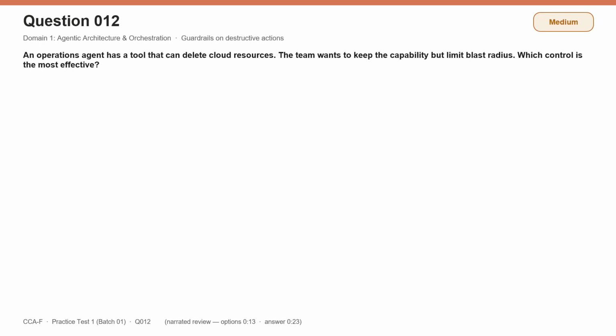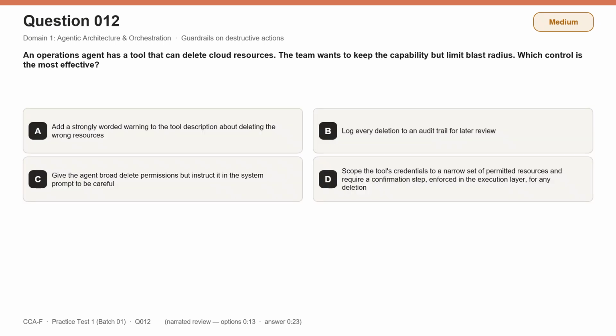Question 12. An operations agent has a tool that can delete cloud resources. The team wants to keep the capability but limit blast radius. Which control is the most effective? The correct answer is D.